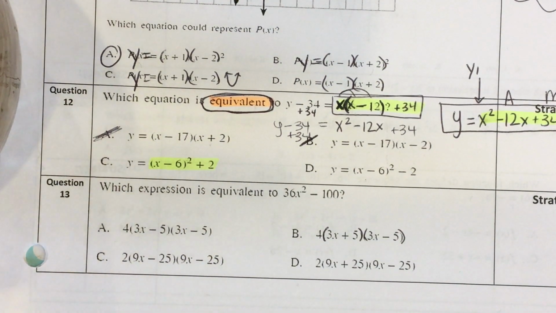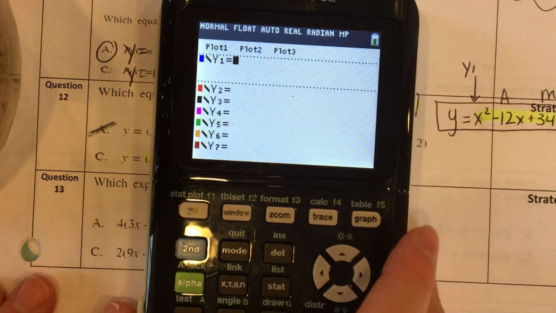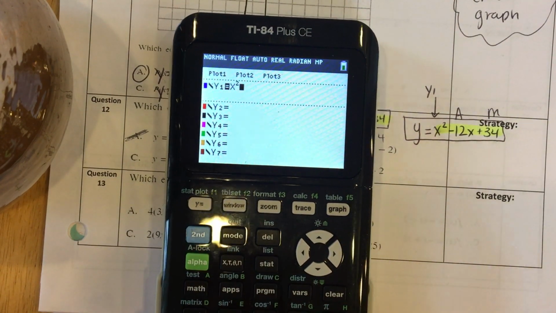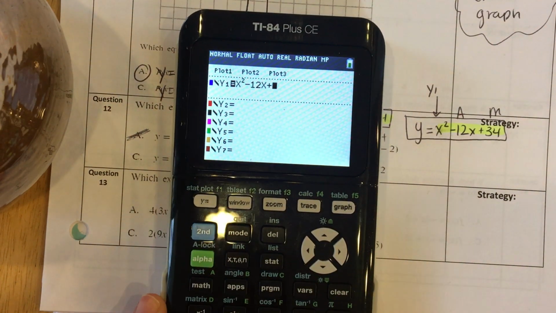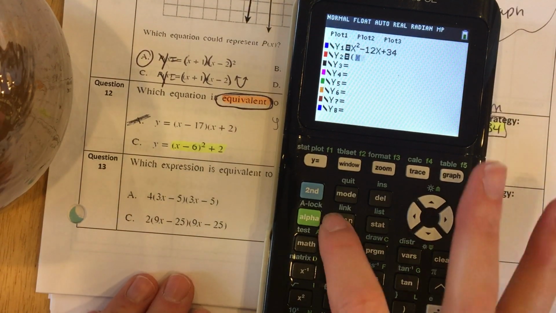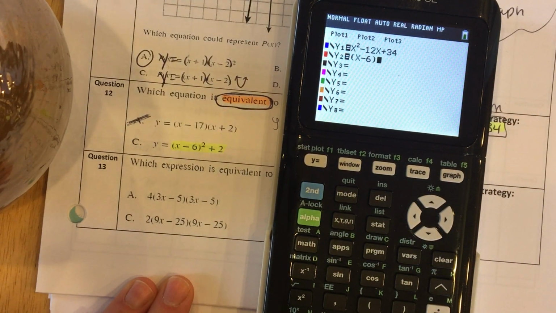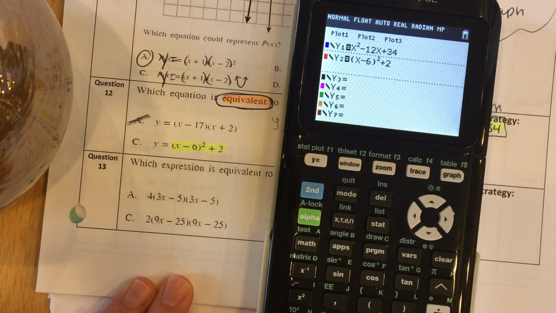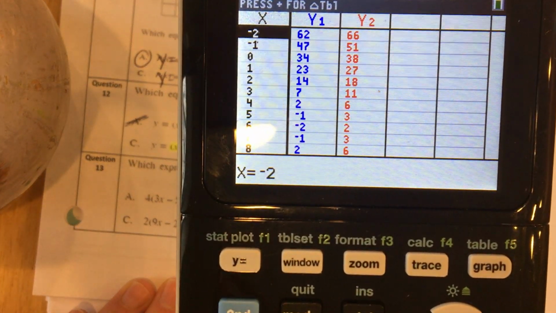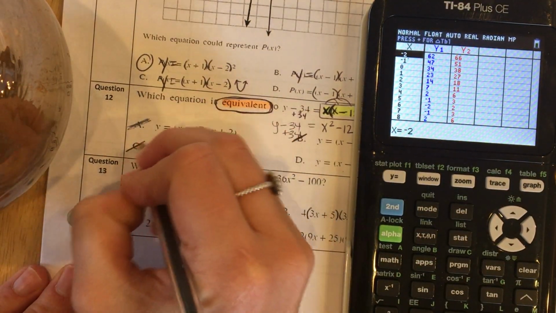I actually do not know what the right answer is for this one, so we're gonna figure it out together. But at least I eliminated a couple. So in my Y1, I'm putting my cleaned up version, X squared minus 12X plus 34, that's the original. And then I'm gonna put in my option, parentheses X minus 6, close parentheses, squared plus 2. And we're checking the table to see if my Y values match. Do they match? They do not. So that means this is not my answer.